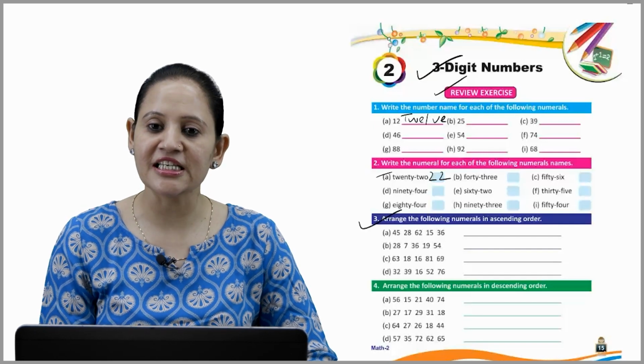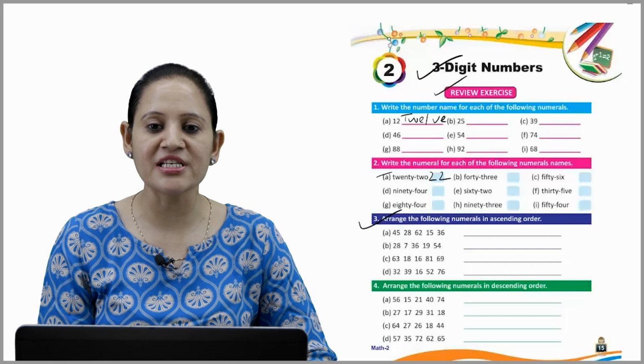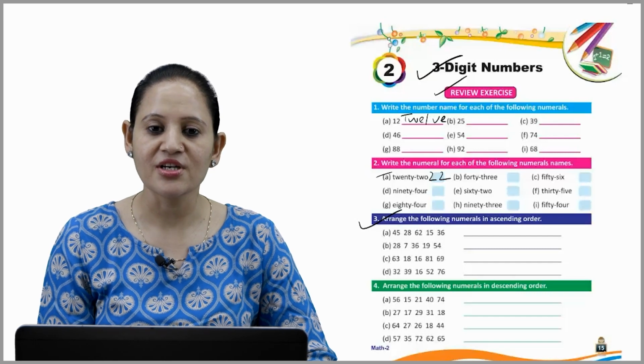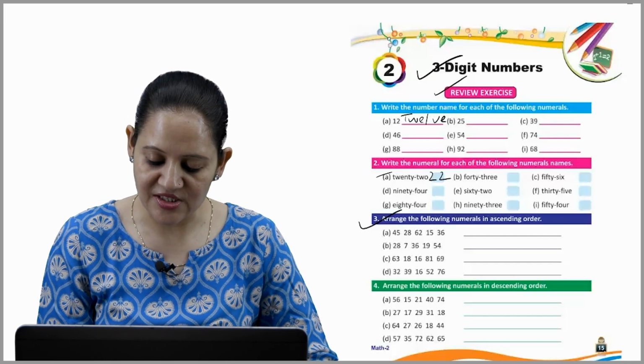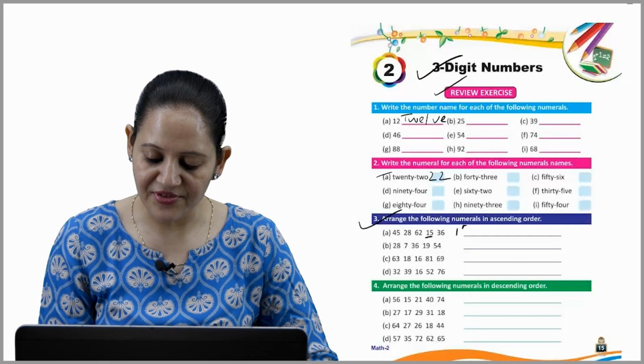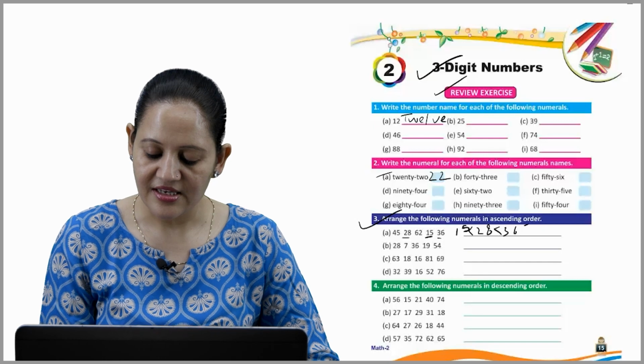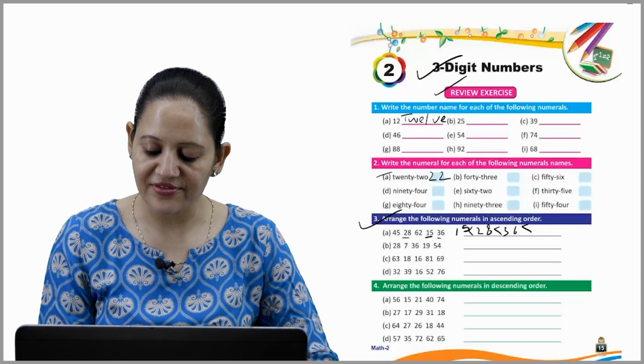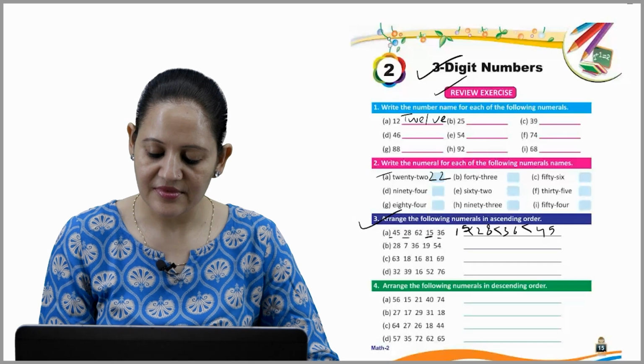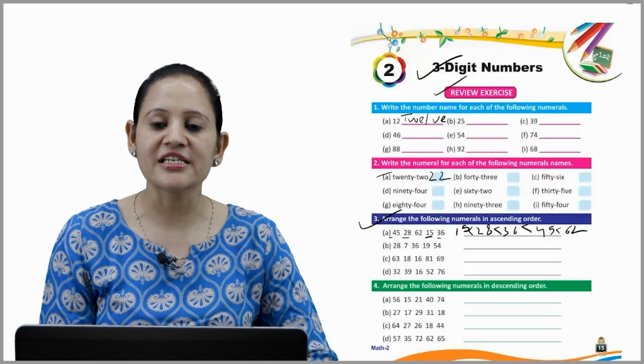Next, arrange the following numerals in ascending order. Ascending order means increasing order. We have to start from the smallest and move to the largest number. So here the smallest number is 15. So write 15. Then 28. Then 36. Next number 45. Clear? And the largest is 62. This is the ascending order.